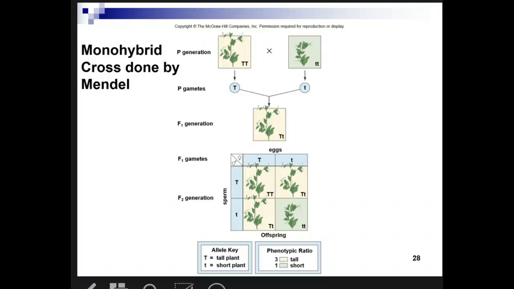Here's an example of a monohybrid cross with a Punnett square that was done in order to predict the number of tall and short plants that one might obtain when using a true breeding tall plant to fertilize a true breeding short plant. Notice in the F1 generation you get all tall plants. However, in the F2 generation you get tall and short plants. Tall is dominant and short is recessive.